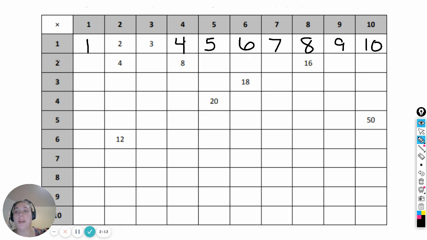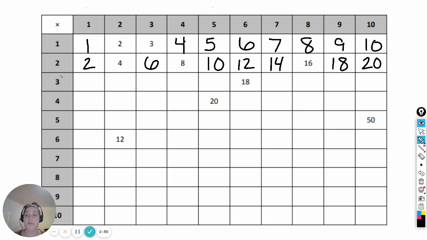The next row is multiplying by 2. We know when we're multiplying by 2, we're actually skip counting by 2. So we're going to skip count by 2's. 2, then the 4 is there for us already. 6, the 8 is there. 10, 12, 14, 16, 18, 20.